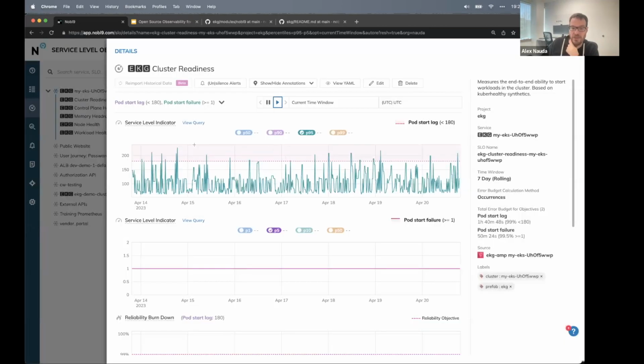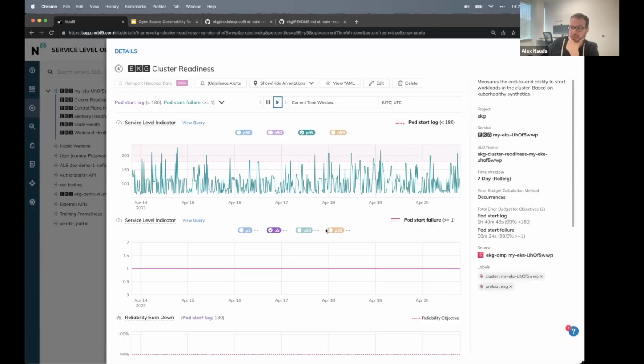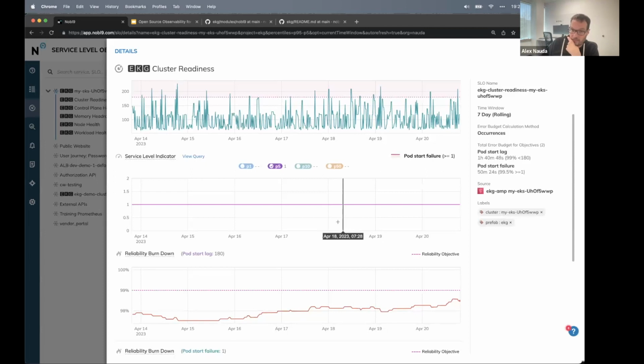And I'm tracking 2 things about it. The one is how long did it take, the duration in seconds to launch that deployment? And the second one is, was it successful? And if I get a failure, that will eat some of my error budget.